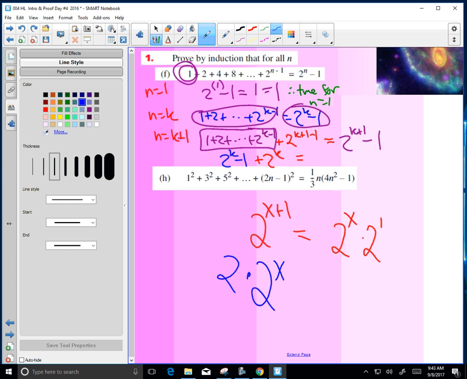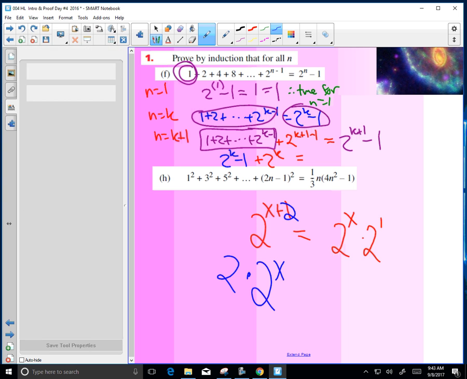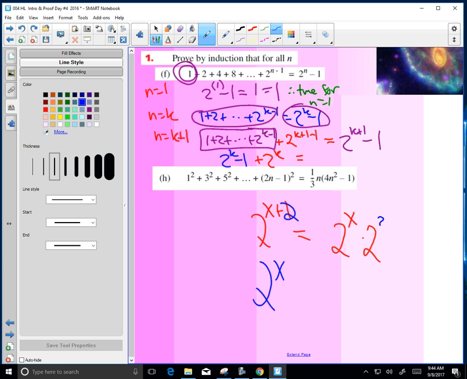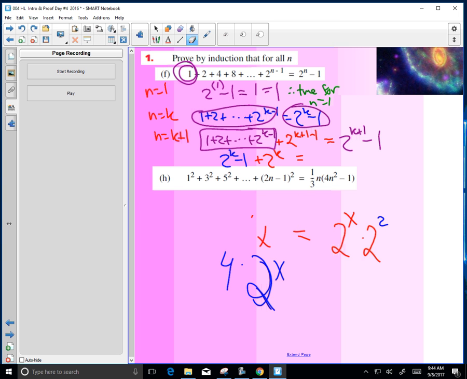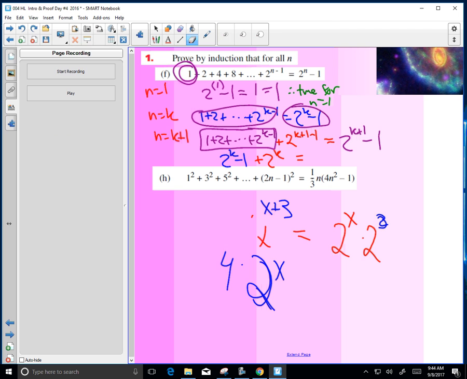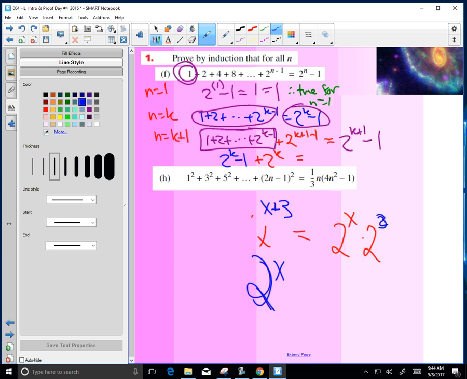How many 2 to the x's is this? 2. What if I had 2 to the x plus 2? How many x's would that be? How many 2 to the x's is that? 4. What if I had 2 to the x plus 3? How many 2 to the x's is that? Now it's what? 8, right? Does that make sense?